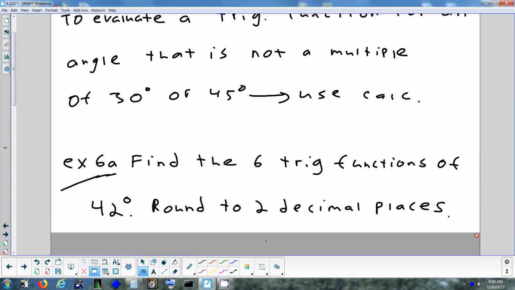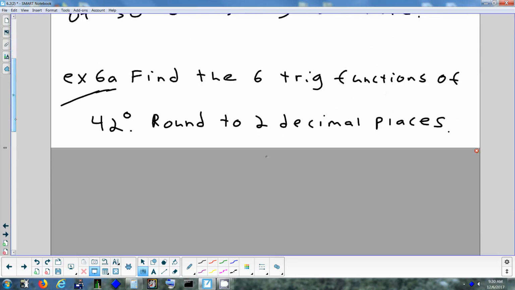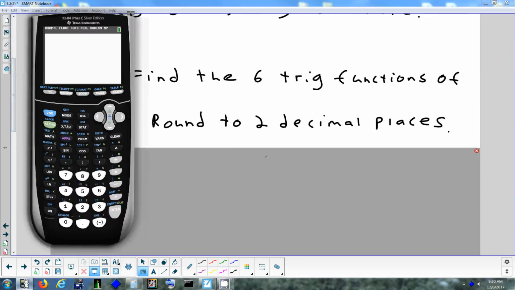Okay, so the first one says, find the 6 trig functions of 42 degrees. Well, first thing is make sure you look at the angle and look at how the angle is being measured. This one is in degrees. So I'm going to take my calculator, and to change between radians and degrees, you press mode, right at the top. Under mode, if you go down to the fourth row, use the arrow to put it on degrees, hit enter, and it should change the word up at the top to degrees.